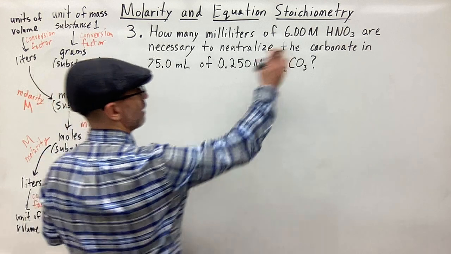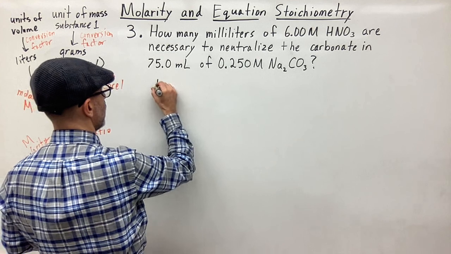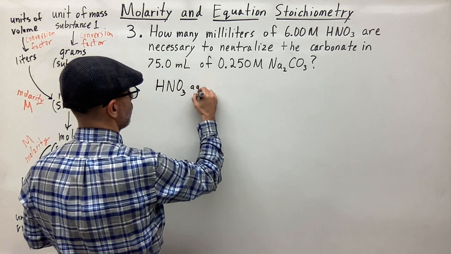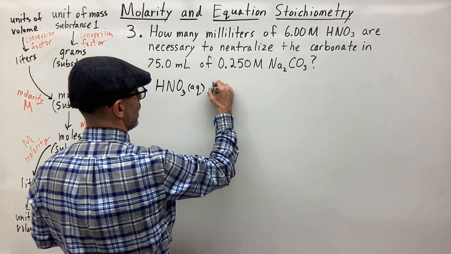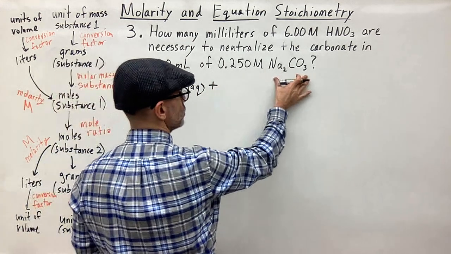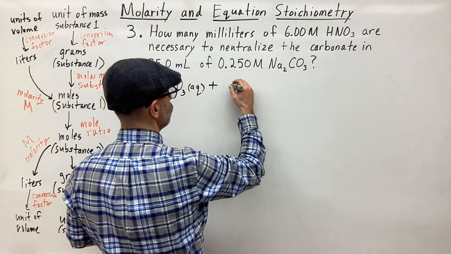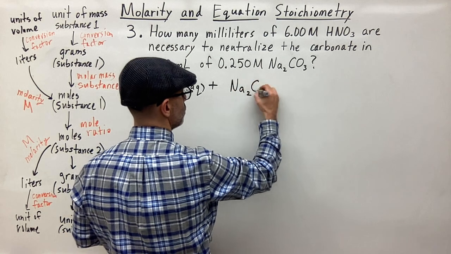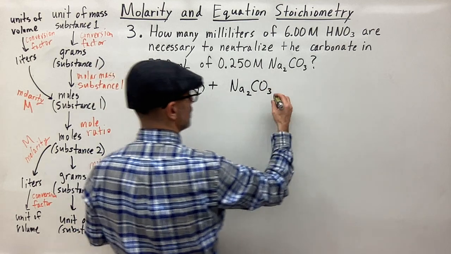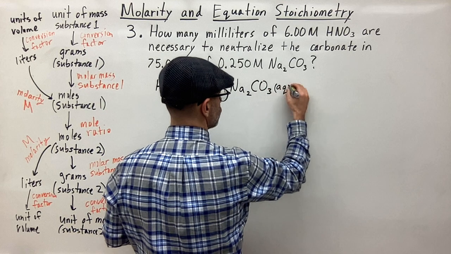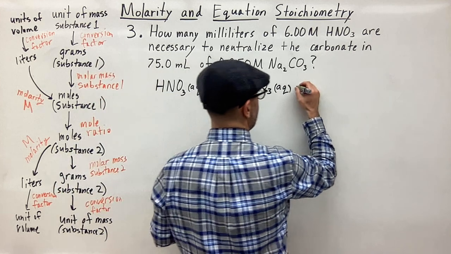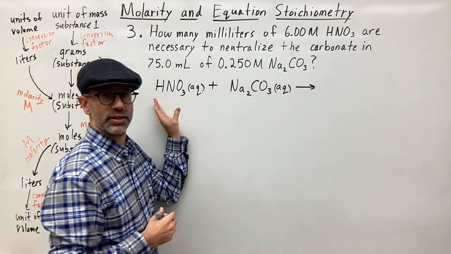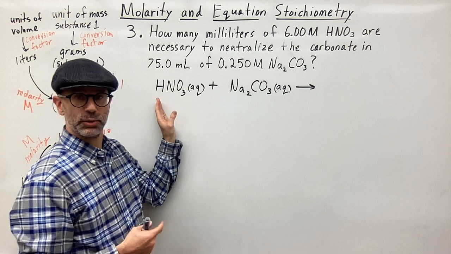We're told that we have HNO3. So I'm going to write HNO3. That's going to be aqueous because it's an acid. I'm going to react that with sodium carbonate because I want to neutralize the carbonate. So that's going to be Na2CO3, and that's going to be aqueous as well. And then these two are going to come together to form the products. We can treat this as a double displacement or double replacement reaction.